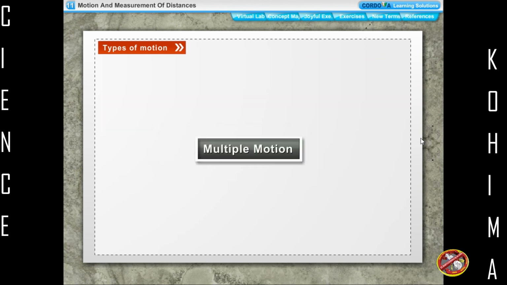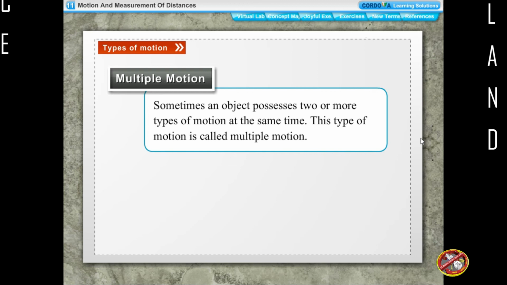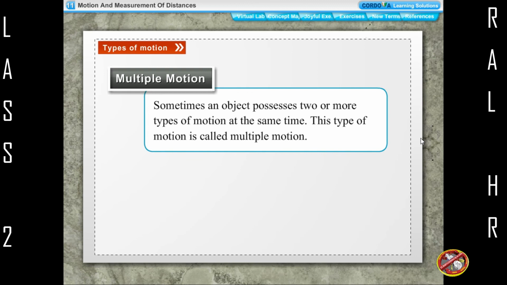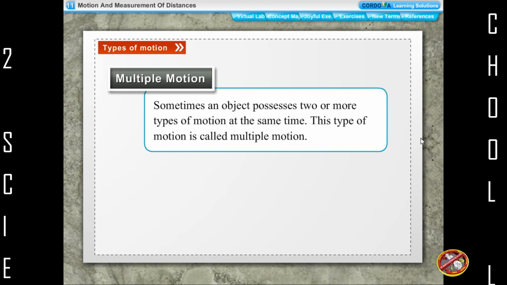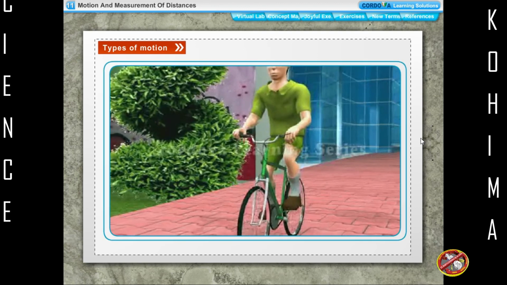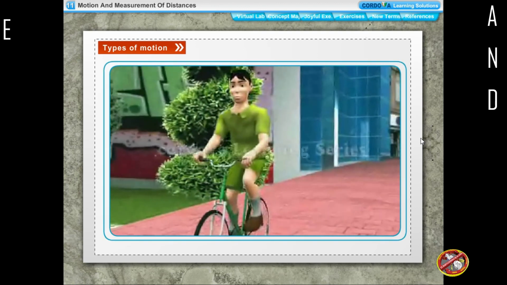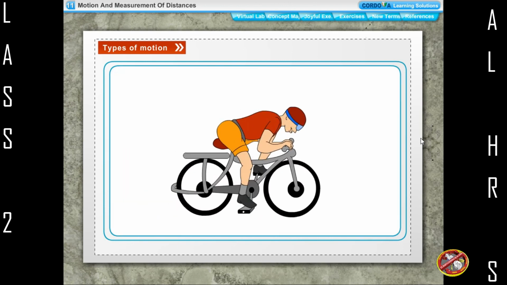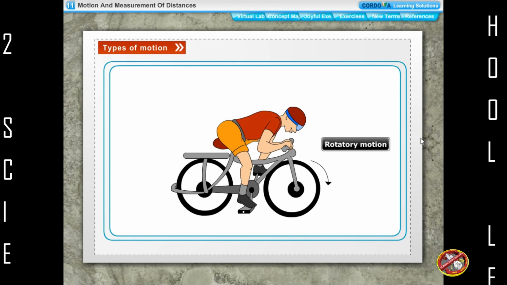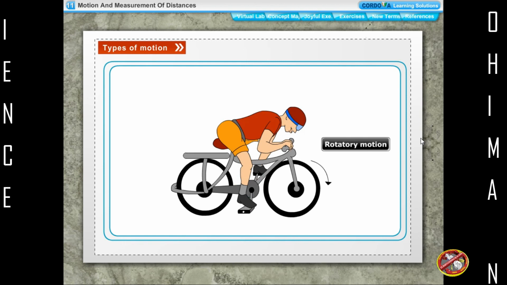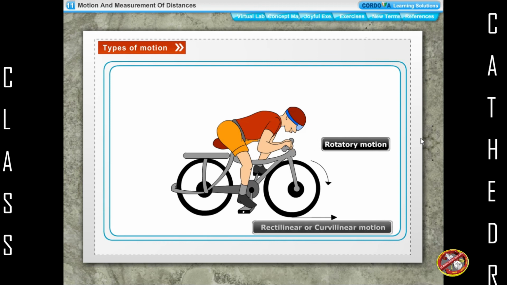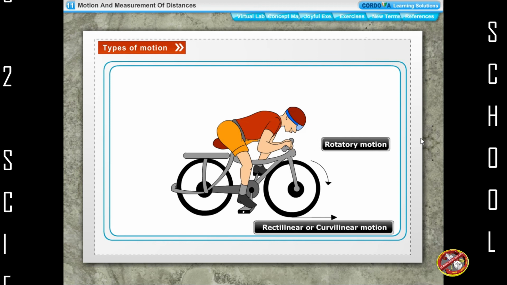Multiple motion. Sometimes an object possesses two or more types of motion at the same time. This type of motion is called multiple motion. A boy riding a bicycle is an example of multiple motion. The wheels of a bicycle rotate, rotatory motion, and at the same time move forward in a straight or curved path, rectilinear or curvilinear motion.